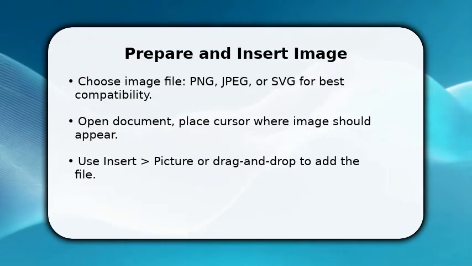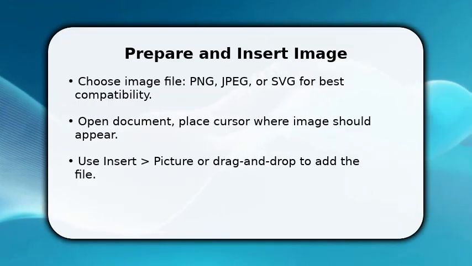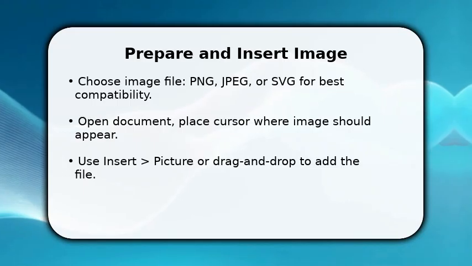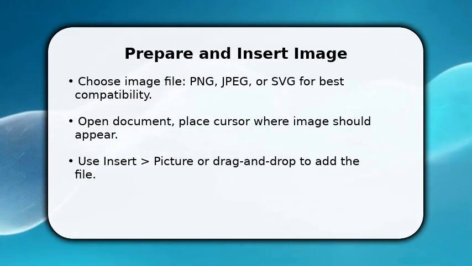You're starting by placing the image precisely where it needs to go. Open your document and position the cursor at the intended location. Next, select the image file type you prepared. PNG or JPEG are the most reliable, and use Insert Picture or simply drag and drop the file into the document. Once done, make sure the file has loaded fully.